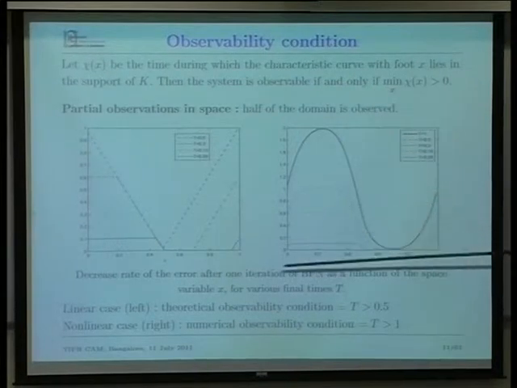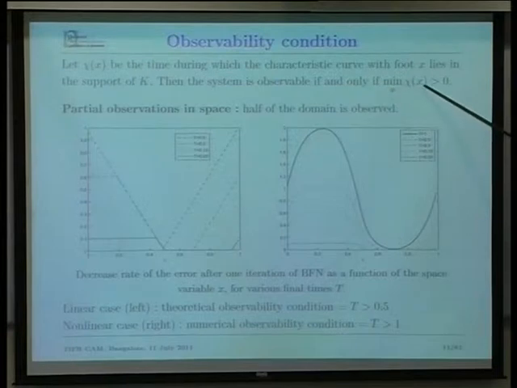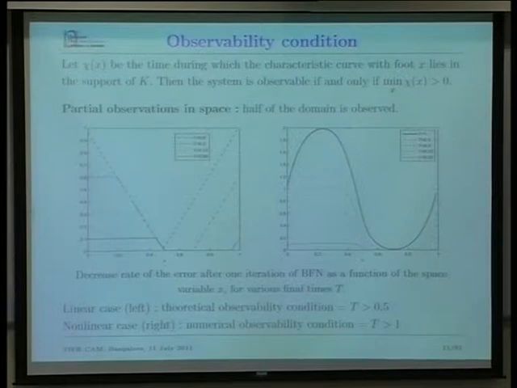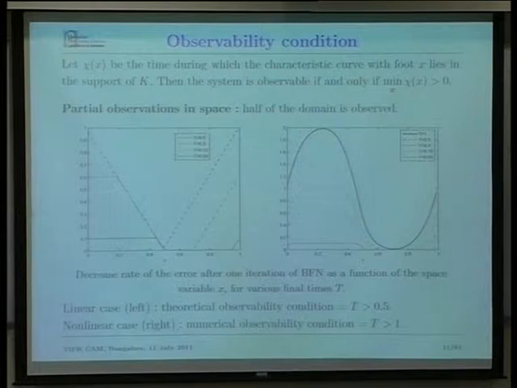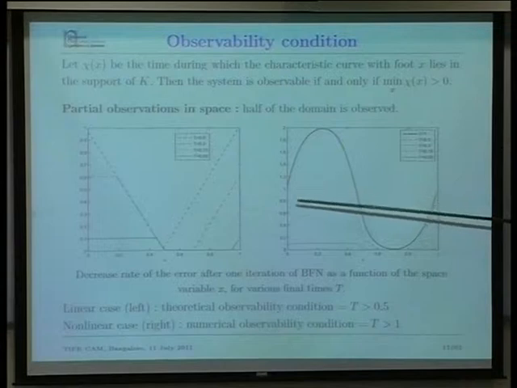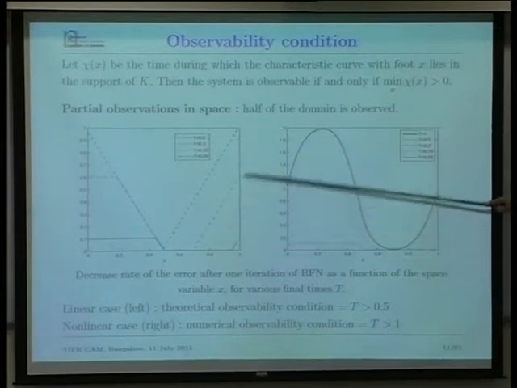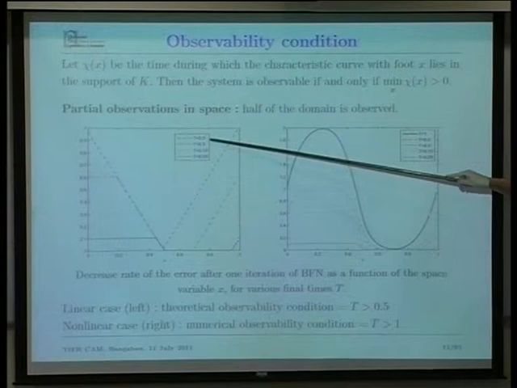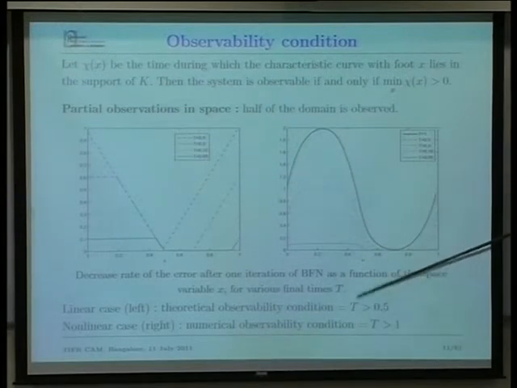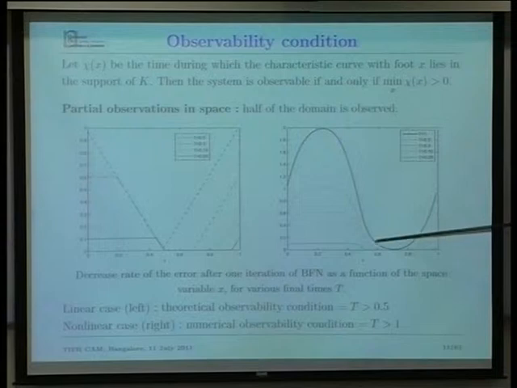And so we can see that the idea is that if you use the characteristic curves, for each starting point, you need that the characteristic curve will lie at least a strictly positive time inside the support of K, which means that you will observe it for at least a strictly positive time. And so for the linear transport equation, the observability condition is T at least 0.5, and for Burgers' equation, you can see that there is a correction here for at least T equal to 1.